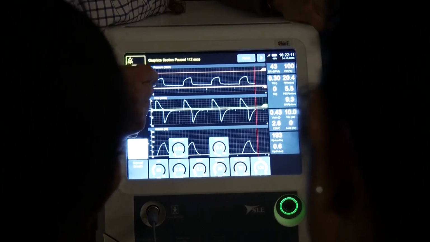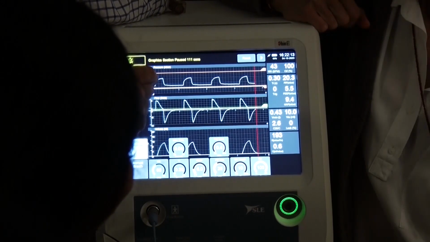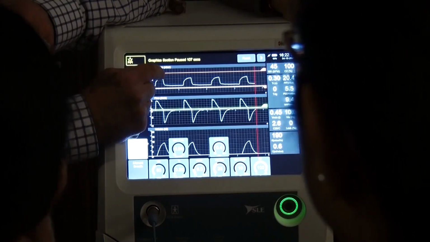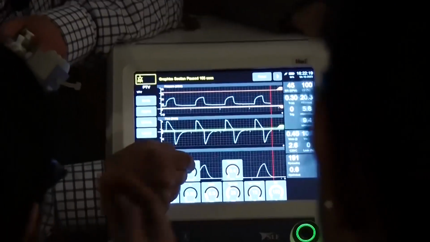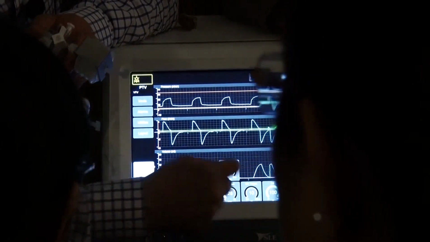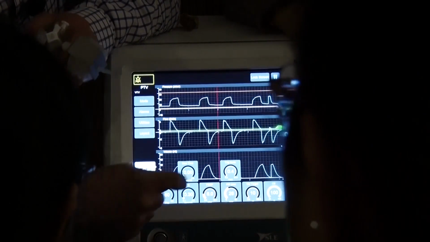So the quicker the rise time, the more square the wave. The slower the rise time, the smoother or more curved the wave. And we'll just drop that right now. No, I want to show it first. We'll start at one end.